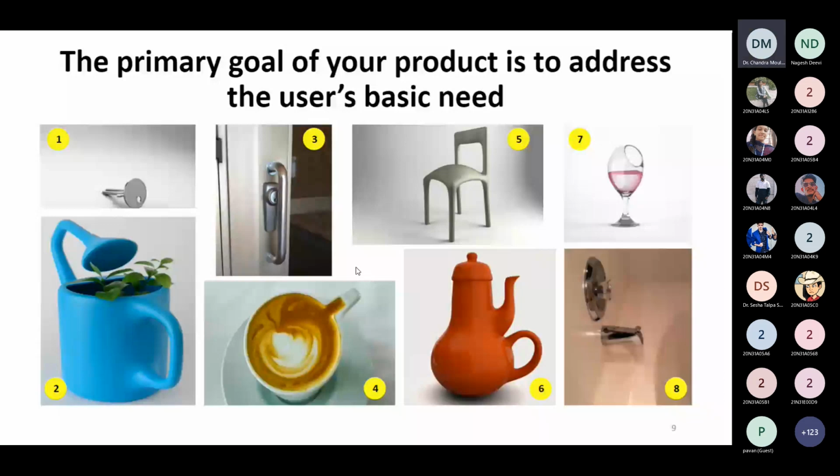What is the problem with diagram 1? It is a key, right?